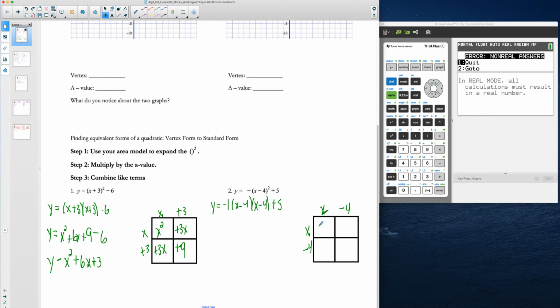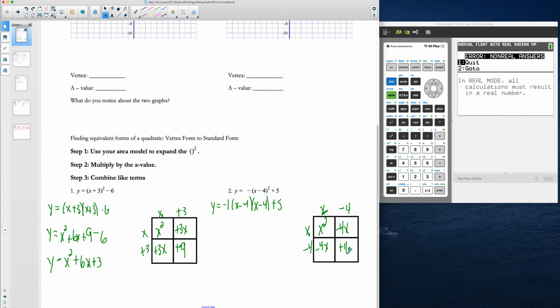But x times x is x squared. x times negative 4 is negative 4x. Negative 4 times x is negative 4x. And then negative 4 times negative 4 is a positive 16.